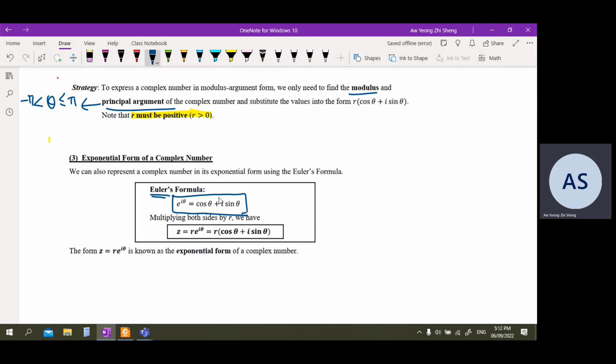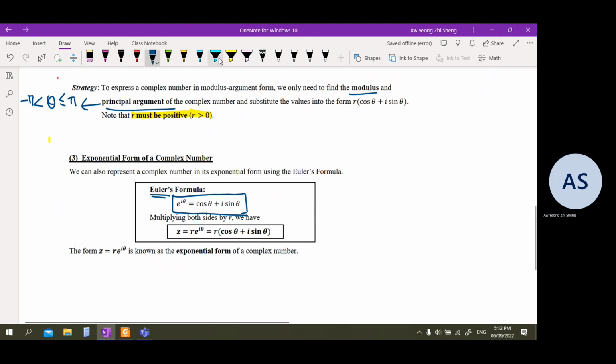Okay, we are not going to prove this formula because in order to prove it, it would require very advanced knowledge in calculus. So at our current level, we are not going to prove this formula. We will just accept the formula as given. So e to the power i theta is equal to cos theta plus i sin theta.